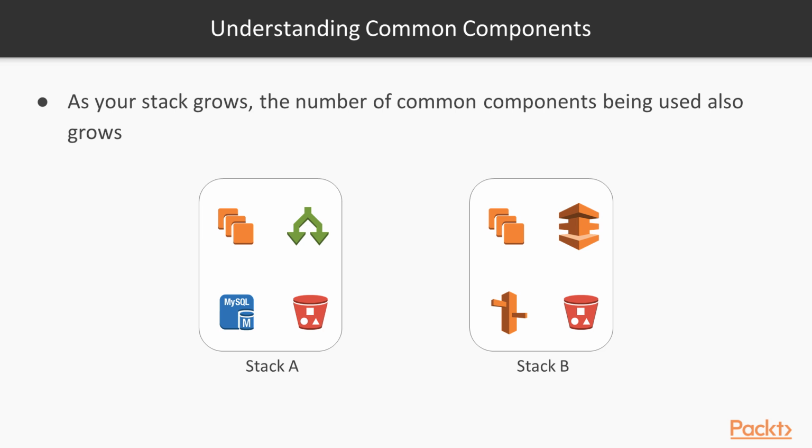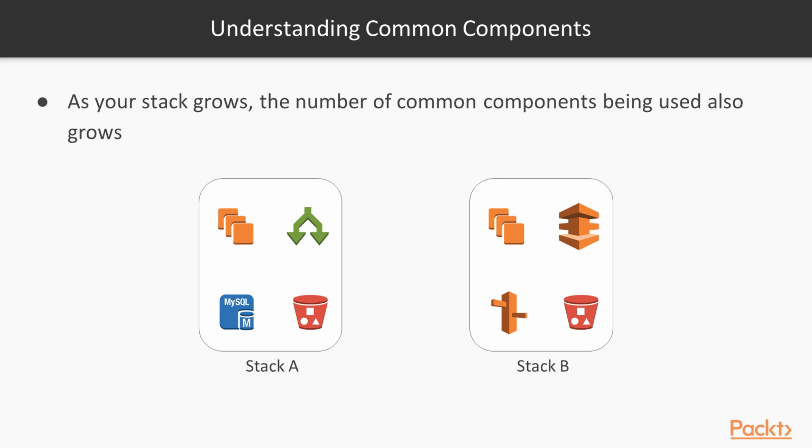So you have a stack A and you have a stack B. Now within Stack A, you have an EC2 instance, you have a load balancer, you have a MySQL database, and you have an S3 bucket. Now in Stack B, you have EC2 instances, you have Direct Connect, you have Route 53, and you have an S3 bucket. So if you look at the common components over here, one is the group of EC2 instances and second is the S3 bucket. So these are the common components across these two stacks.